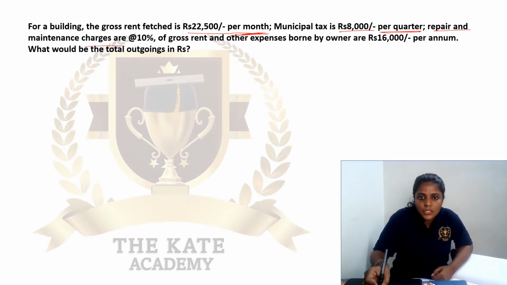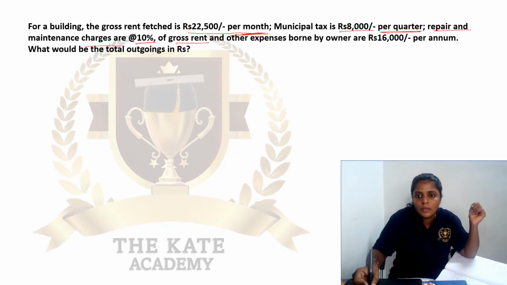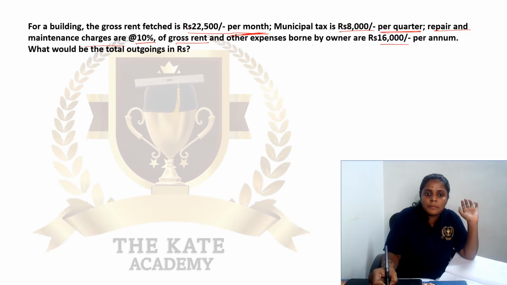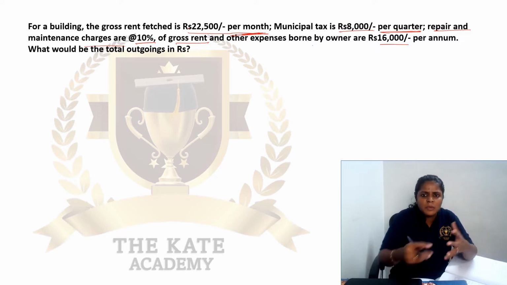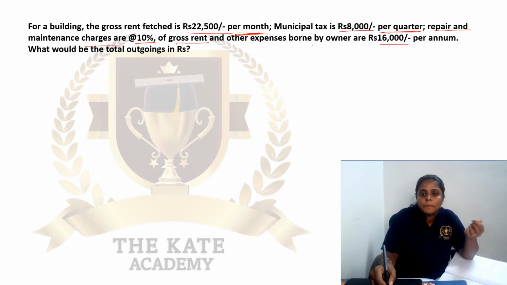Repair and maintenance charges are 10% of gross rent, 10% of the whole gross total. And other expenses borne by owner are rupees 16,000 per annum. What would be the total outgoings? Outgoings means what? Incomings means whatever income they have got. Outgoing means whatever they have spent. How much are they spending?